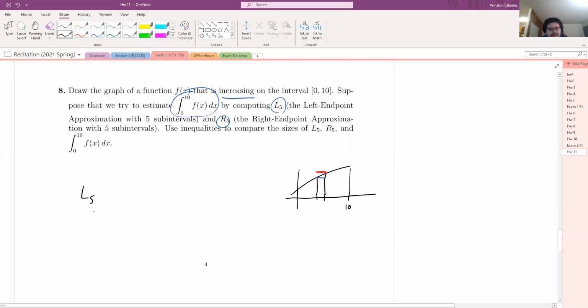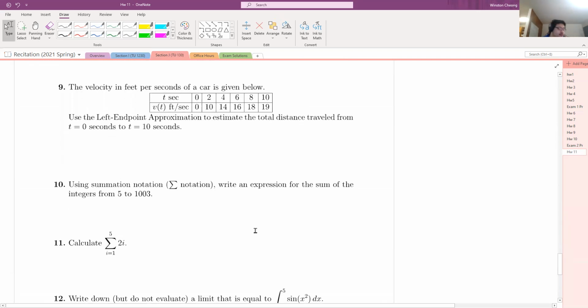So that's telling you that L5 is going to be less than the integral, which is going to be less than R5. And this all is because of the fact that this is an increasing function. If it were decreasing, then you'd actually have this in reverse. You'd have R5 is less than the integral. So yeah. Does this make sense? Any questions? No questions. Okay.